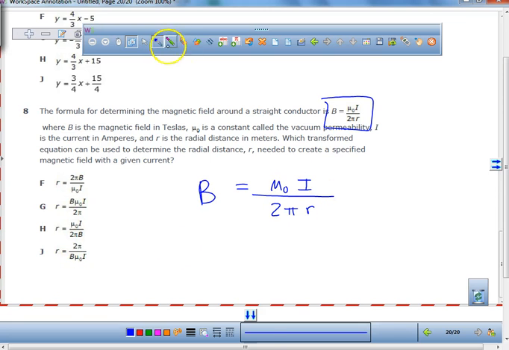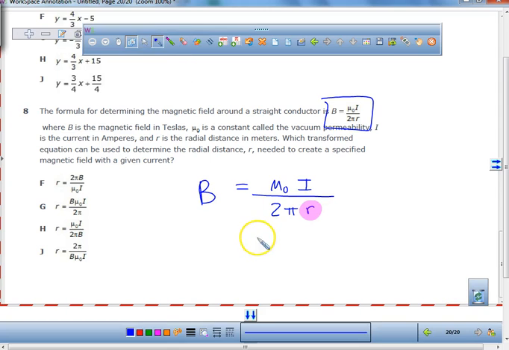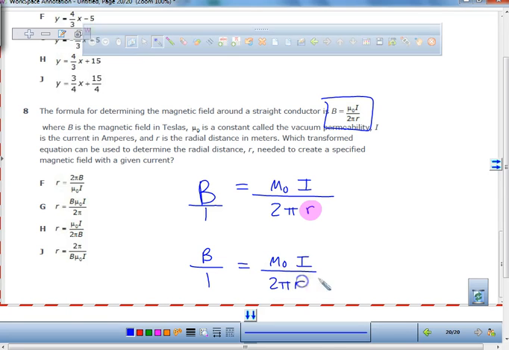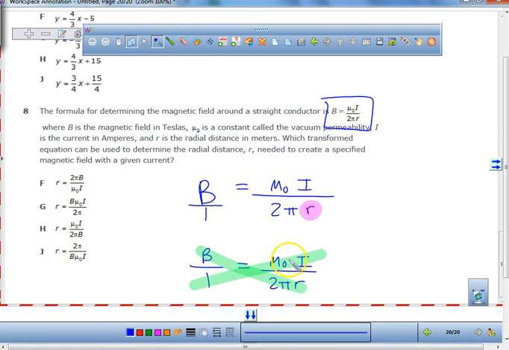Notice, what are all these answers in terms of? R. So right now, everybody, I'm just going to show you guys how to solve for R. That's it. So right now, all I'm going to do is put this over 1. So B over 1 equals all of this. We're going to cross multiply to go ahead and start out. What is all of this times 1? Itself.